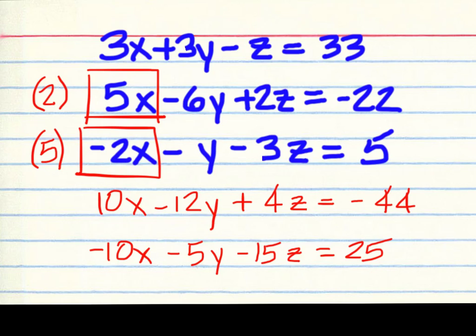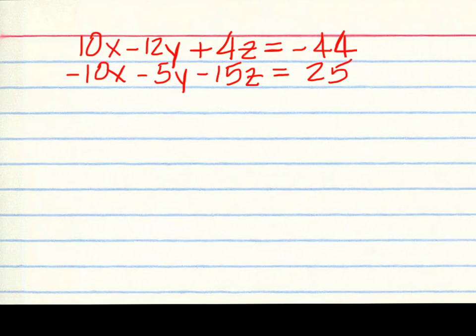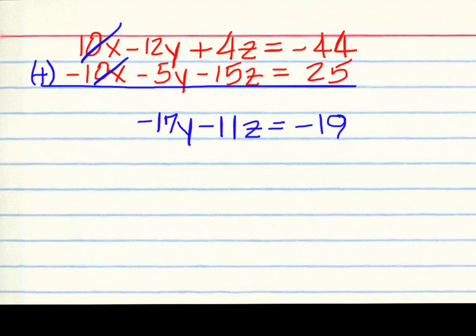Now if we have a positive 10 and a negative 10, what should we do to get rid of those? Yeah, we're going to have to add those together. So there's the two equations we had from the middle. I just wrote them separately. It's the same thing as what was on the last screen. We're going to have to add them together. And when you do that, you should end up with a negative 17y minus 11z equals a negative 19.